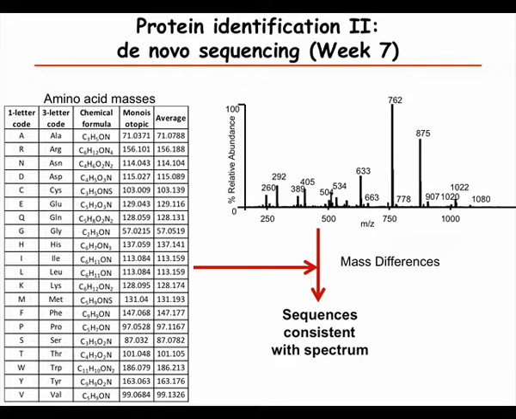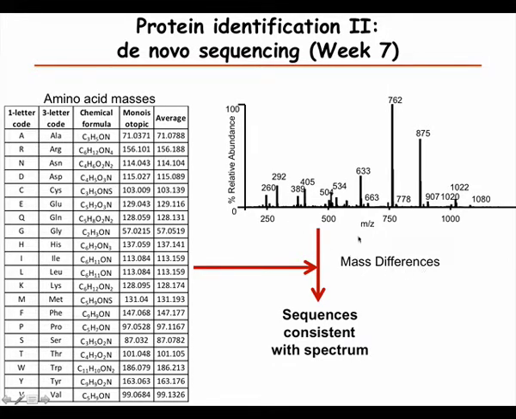So then the seventh lecture is about de novo sequencing. Here we have a spectrum, but we don't have a database to search. So without the database, we have to determine what the sequence is. What we have at hand is, of course, the masses of the amino acids and of potential modifications.